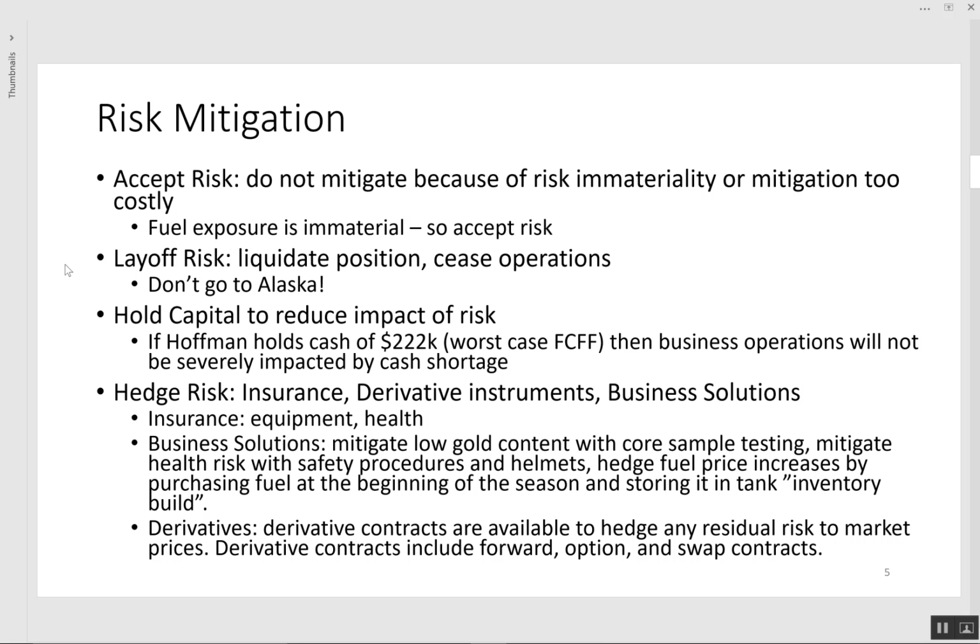Now you could lay off the risk. You can just say, well, if you're a portfolio, you liquidate your position. Or if you're a business, you just cease operations. So you can just say, well, the risks are too big. We're just not going to go to Alaska and dig for the gold.